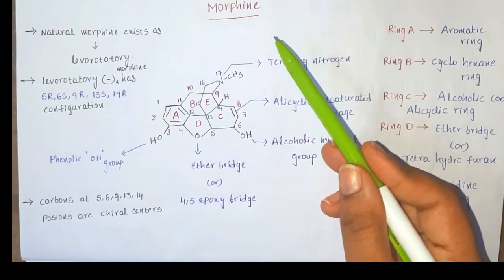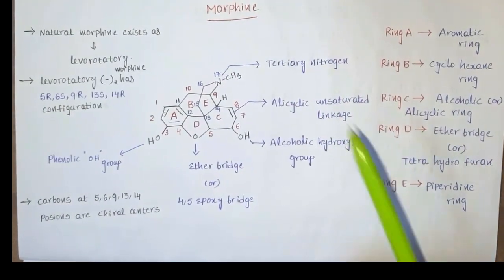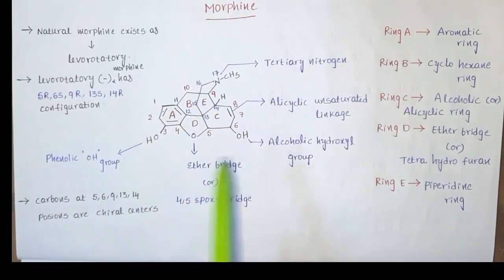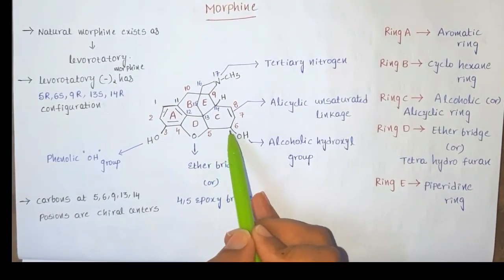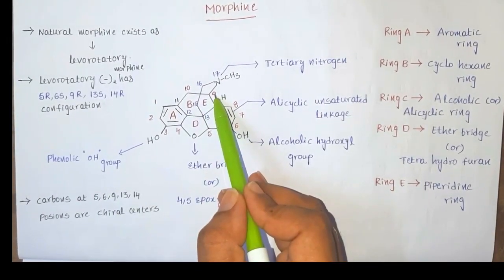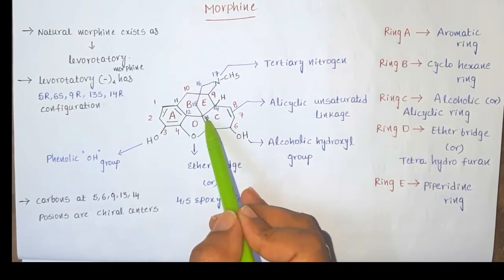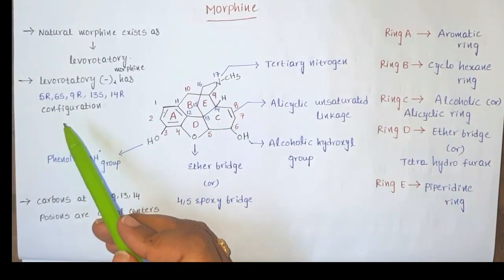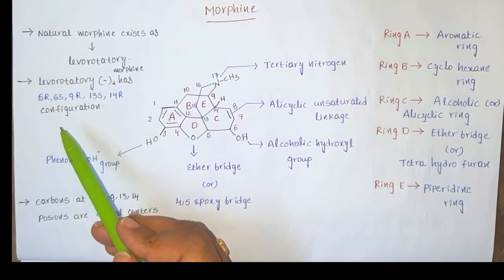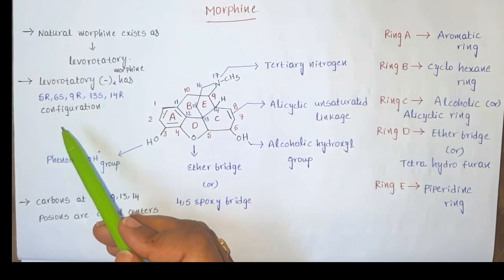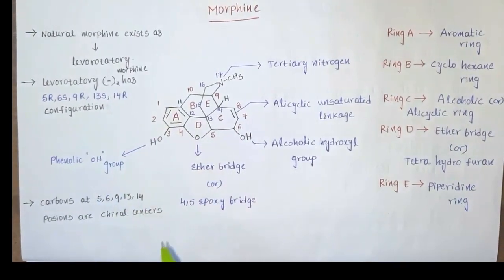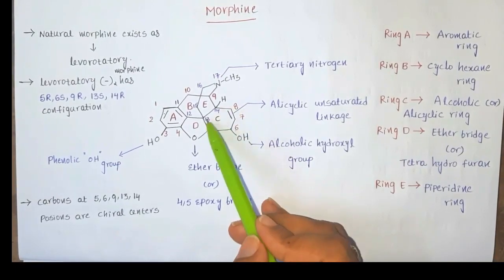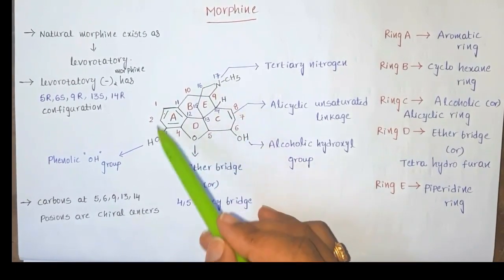Generally, natural morphine exists in levorotatory form. Morphine has 5R, 6S, 9R, 13S, 14R configuration. R means rectus, S means sinister. Rectus means right hand, sinister means left hand. The carbons at the 5, 6, 9, 13 and 14 positions are chiral centers.